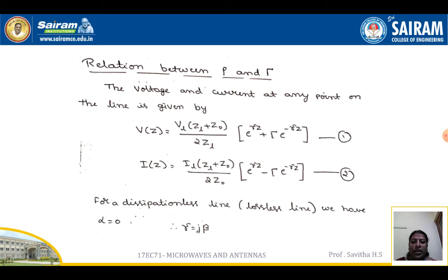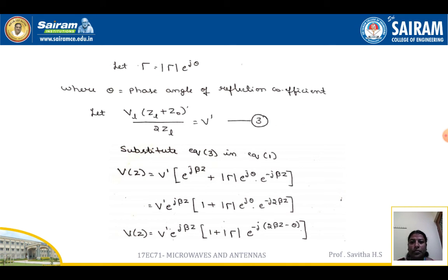For dissipation-less line, that is lossless line, we have attenuation constant will be 0. Then gamma will be j beta. Let reflection coefficient is equal to magnitude of reflection coefficient into e to the power of j theta, where theta is the phase angle of reflection coefficient. Let VL into (ZL plus Z0) divided by 2ZL is equal to V dash.